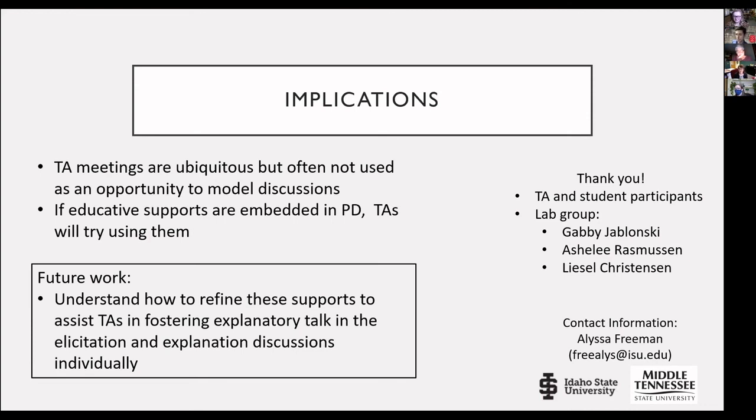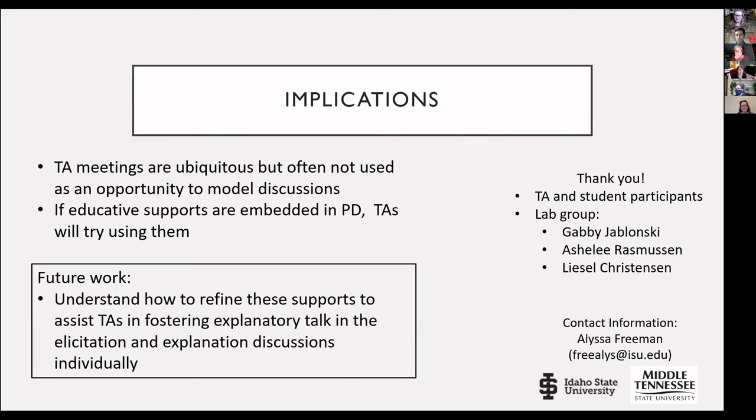Okay. And we have another question from Judy Ridgway. Might TAs be using the different educative supports, even though they may not be annotating their work to indicate that they were using the educative supports? In other words, are the annotations a good measure of their use of the educative supports?